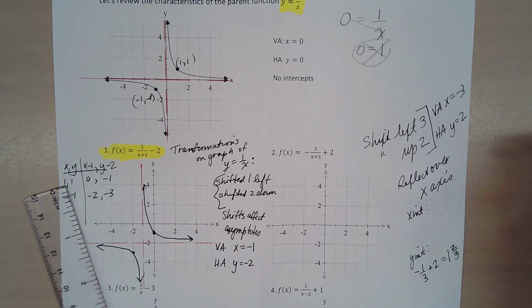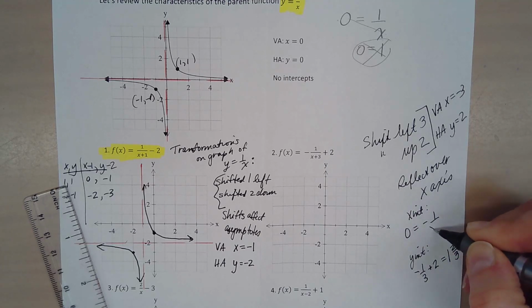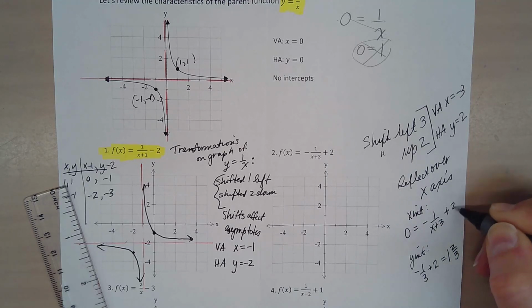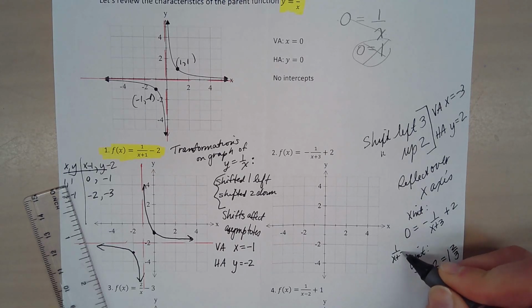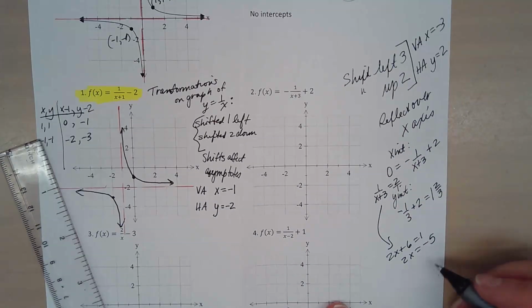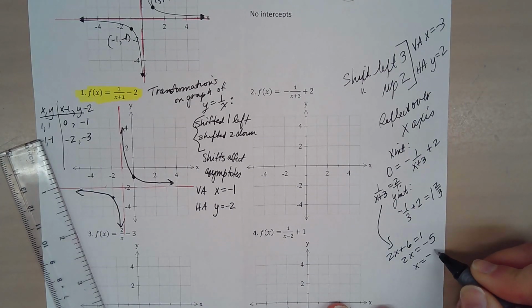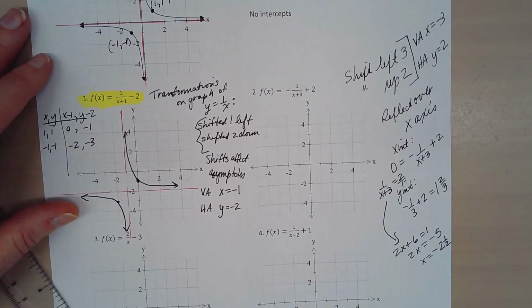Okay. The x-intercept, I put a 0 in for y. Negative 1 over x plus 3, plus 2. I'll move this term over maybe. 1 over x plus 3 equals 2. Sorry, I should have given myself more room. Cross multiply. 2x plus 6 equals 1. 2x equals negative 5. So x equals negative 2.5, negative 5 over 2. Okay, so let's try.